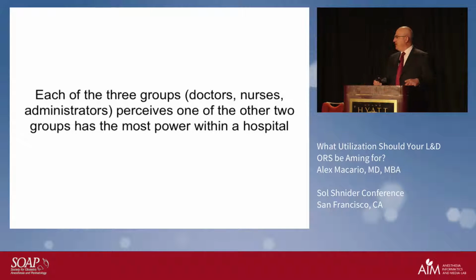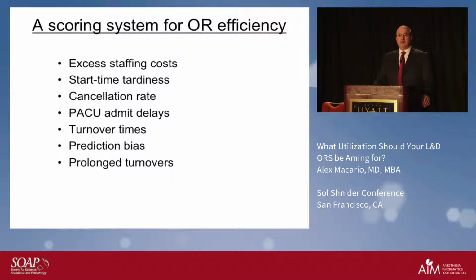So you go to a meeting, you're trying to manage OR utilization, and you have an administrator, a nurse, and a doctor, and they all think that one of the other people in the room has the authority and the power to manage the utilization. And I think this makes it tricky to figure out what to do. And we heard earlier about how important communication is, and this also applies when you're managing utilization. And there are different systems for scoring how well your operating rooms are run. One is excess staffing costs. So how much money are you spending to pay people to stay after hours?